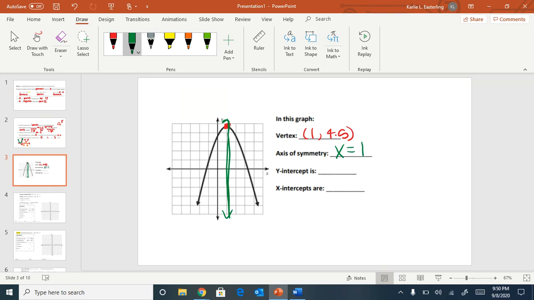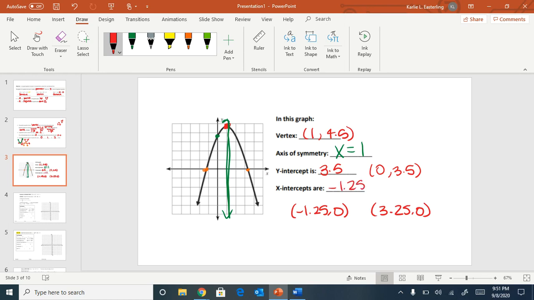And then our y-intercept. We're talking about our point right there, and that point is at 0, 3.5. So our y-intercept will be 3.5. Then our x-intercepts here are going to be those points. The points we're looking at here are negative 1.25, 0 and 3.25, 0. Negative 1.25 and 3.25.